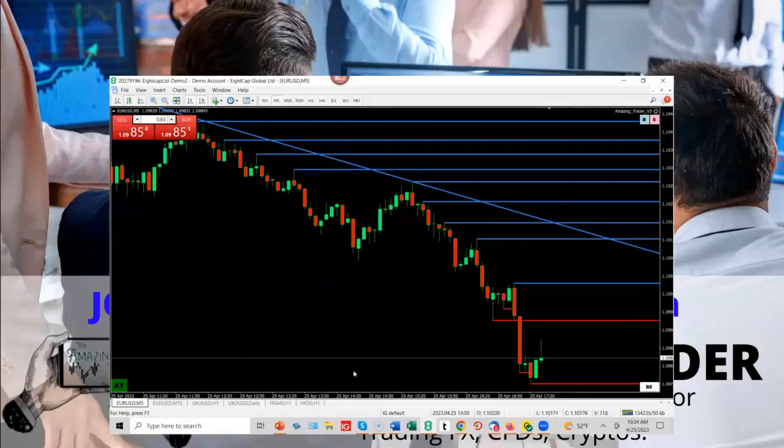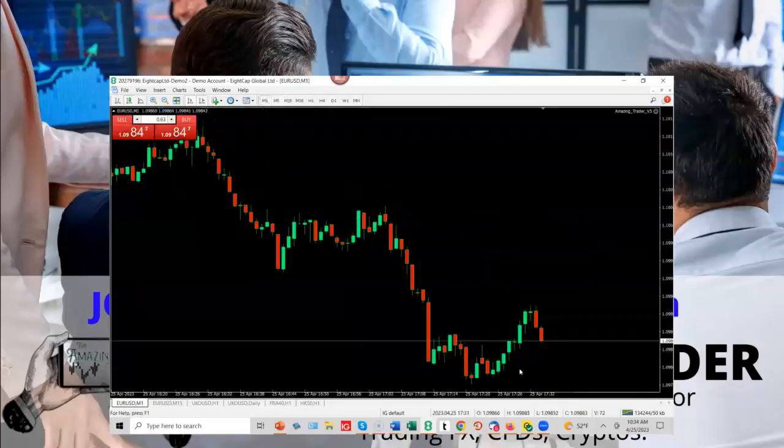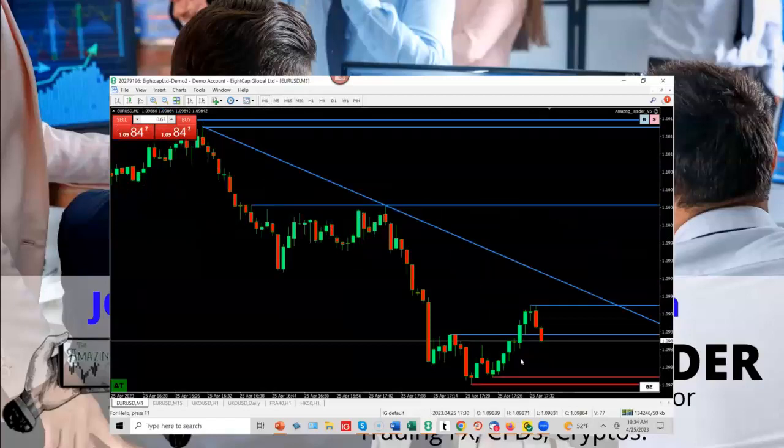Here's the euro, in case you wonder why you don't jump on a 1 minute chart, although it would have given you about 5 pips to the upside. And here it is right now.